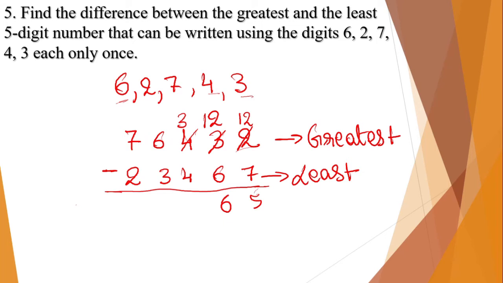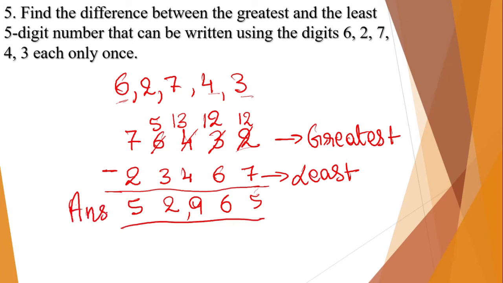And 3 minus 4 is not possible. So 6 will become 5, and 3 will become 13. So 13 minus 4 is 9. And 5 minus 3 is 2. And 7 minus 2 is 5. So we will get our difference, which is the answer, as 52,965. So this is our answer. Now let's see the next question.